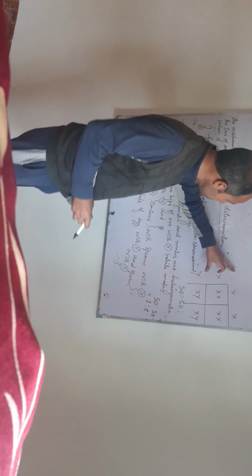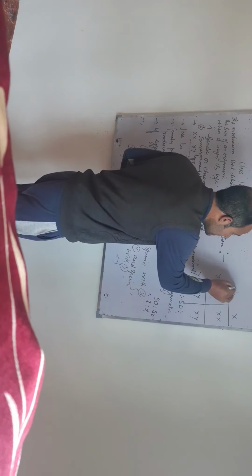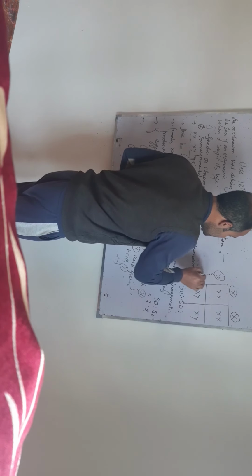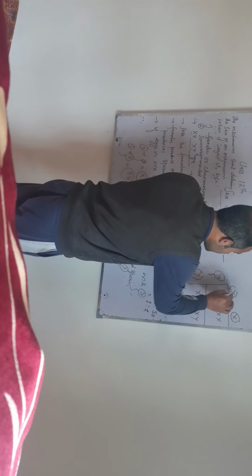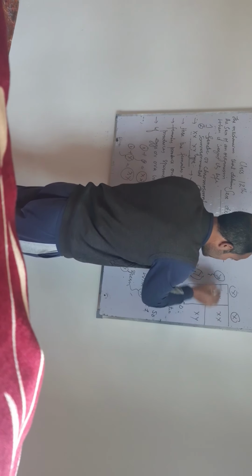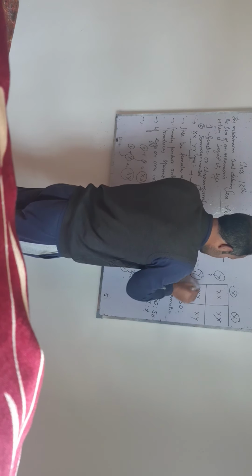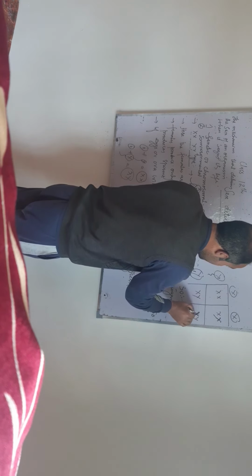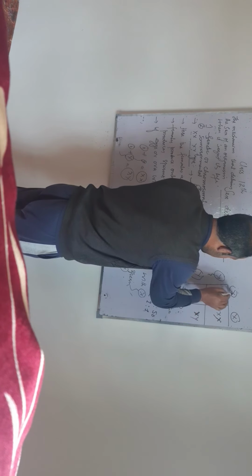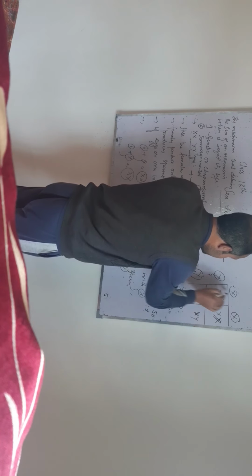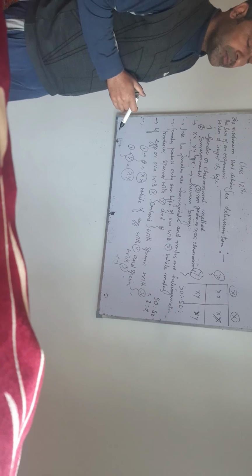When you make the chart, these are the sperms, male gametes, and these are the eggs, female gametes, X. It gives XX, XX, XY, and XY. The nature maintains the 50% ratio. That is, 50% will be males and 50% will be females. The ratio is 1:1.